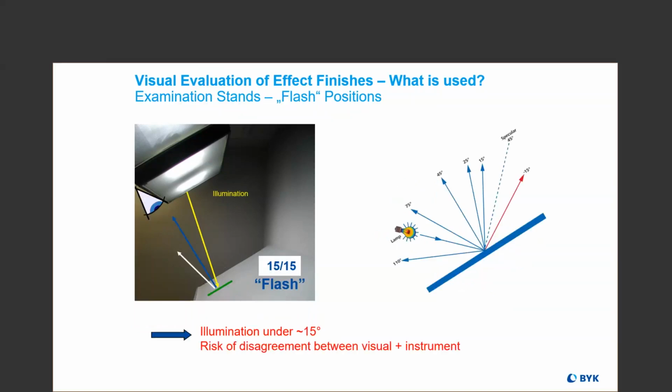And then here we have what's called the flash, where you observe the panel at the near specular angle. With the panel in this position, that blue arrow is very close to the specular reflection, so the viewing angle will be about 15 degrees, what we call the near specular angles. This is where you typically get more reflection, and so the surface will typically appear lighter, which is why it's called the flash angle.